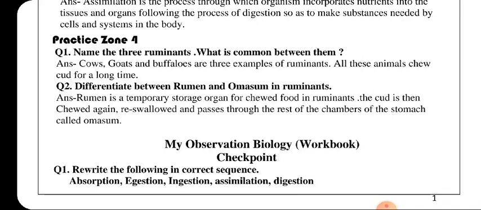Next comes: differentiate between the rumen and omasum in ruminants. What is the difference between the rumen and omasum? The rumen is a temporary storage chamber, right? When the animals keep on eating quickly, they keep swallowing the food. It is temporarily stored in the rumen, and after that it is brought back into the mouth again, and after rechewing, where is it sent? To the omasum. Clear? So this is the difference between the both.